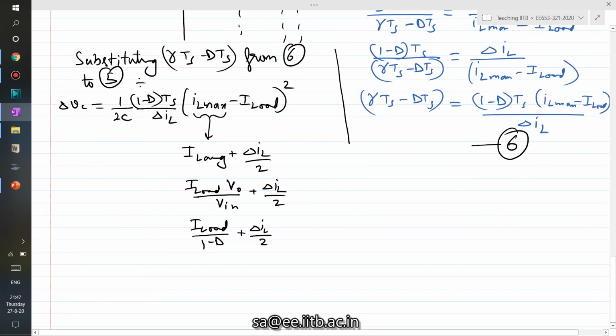Once you substitute the value of IL max and delta IL, and if you want, you can further substitute I load in terms of VO by R, right? And by substituting all of them, you would get the value of delta VC. I'm not doing the substitution here because, yes, certainly we can do the substitution and then simplify a little bit and we'll get a relatively better term, but I would leave it to you guys to try it and to get the final expression of delta VC.